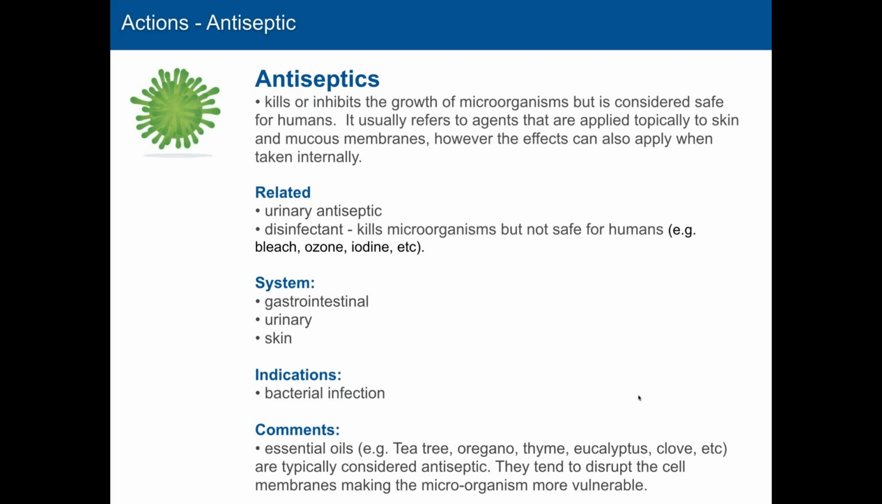Presumably, these antiseptics, in small amounts, we can certainly handle them, but there are other things called disinfectants, which will kill microorganisms, but generally are not safe for human consumption. So you wouldn't go and drink bleach or ozone, or high amounts of iodine. But it's all dose dependent as well, right? A little bit of bleach wouldn't kill you, but lots of it would. So those are antiseptics. If you see those in a book, you'll understand that.